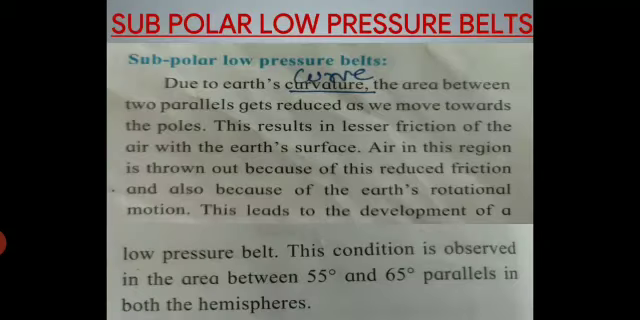Further, the next one is polar low pressure belts. Due to the Earth's curvature, the area between two parallels gets reduced as we move towards the poles. This results in lesser friction of the air with the Earth's surface. Air in this region is thrown out because of this reduced friction and also because of the Earth's rotational movement. This leads to the development of a low pressure belt. This condition is observed in the area between 55° and 65° parallels in both the hemispheres.